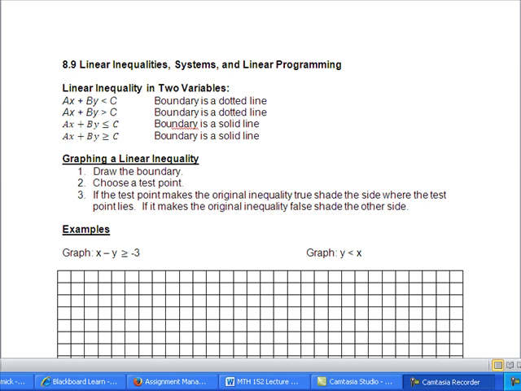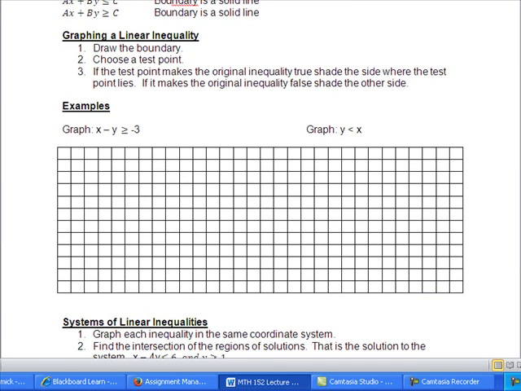So our process to graph a linear inequality: we want to draw the boundary, either dotted or solid, depending on which type of inequality we have. We choose a test point and check the point in the original inequality. If it makes it true, then we shade where the point is located. If it makes the original inequality false, then we shade the opposite side. And I have two here that I'm going to do on this section of graph paper.